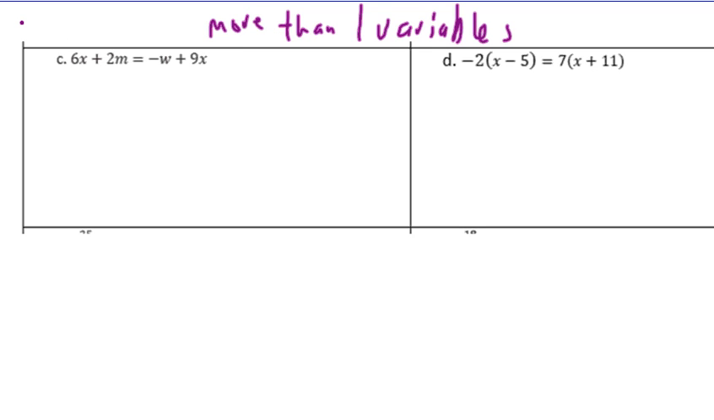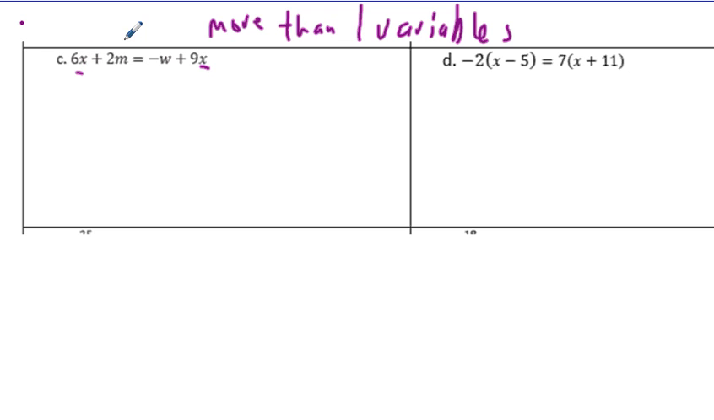Okay, we're going to take a look at 1C and 1D. Now, in 1C, notice there are more than one variables. We have an m, an x, a w, but it's asking us to solve for x. So this equation has the same structure as one with variables on both sides. And when we do that, we want to collect our variables on one side and our constant terms on the other.